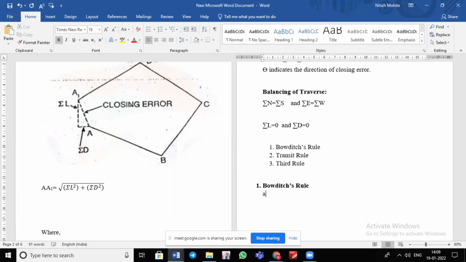The formula for this is: the correction to the latitude of any side should be equal to, the formula is given as, length. I'll put a bracket, just a minute, I'll insert.